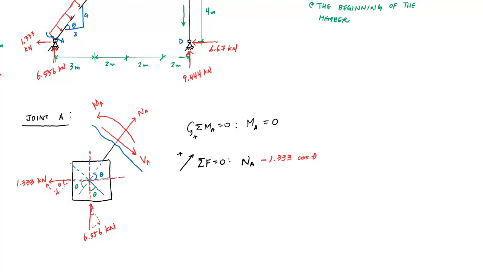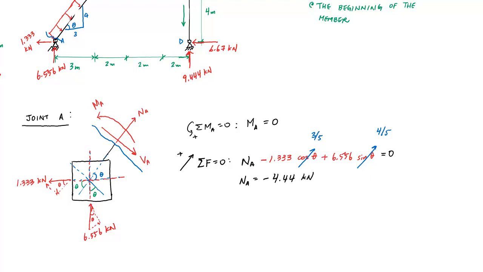And I know that this is also that angle theta. And so I would have plus 6.556 kilonewtons sine theta, and all this equal to 0. And again, from the 3-4-5 triangle, I know that cosine theta is 3/5, sine theta is 4/5, and so now when I plug and chug, I will get that NA is negative 4.44 kilonewtons.